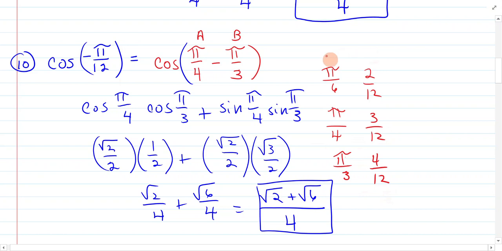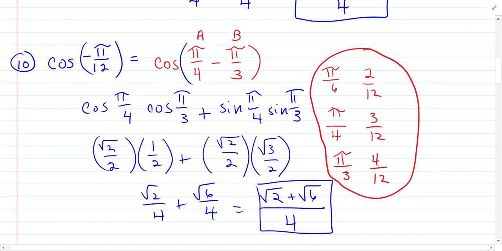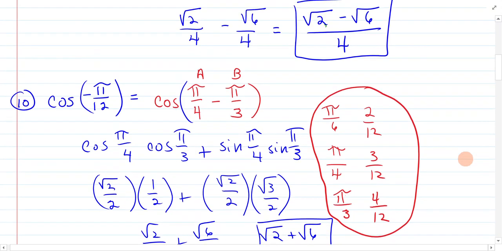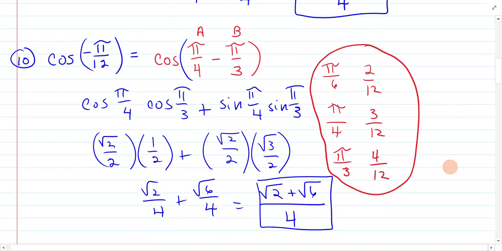So this becomes handy, to just think in twelfths. So you do cosine of pi over 4, cosine of pi over 3, plus sine of pi over 4, sine of pi over 3. Do the same thing. Plug in the values that you know, multiply across: square root of 2 plus square root of 6 over 4. Very similar to the one we had up there.